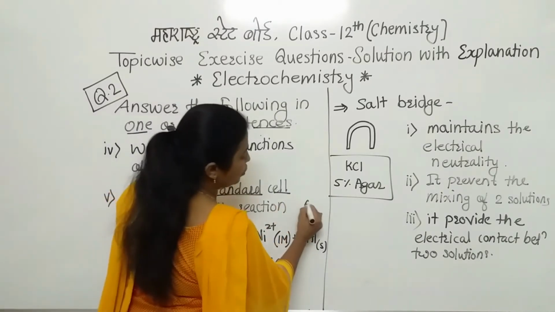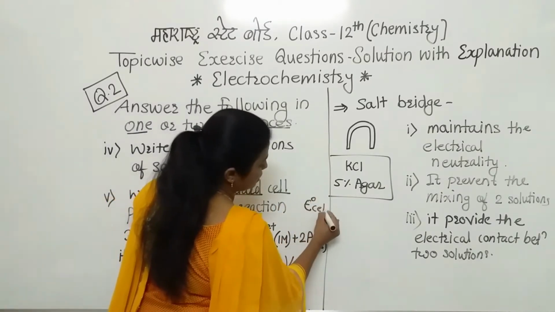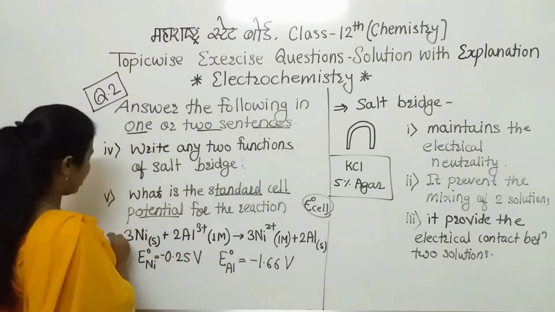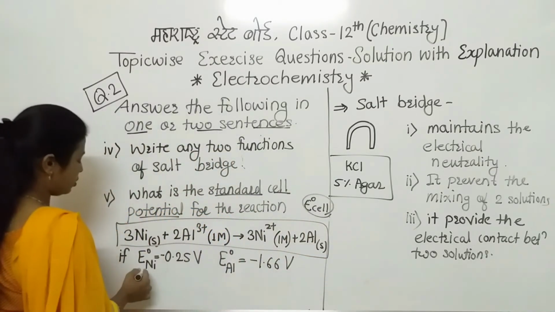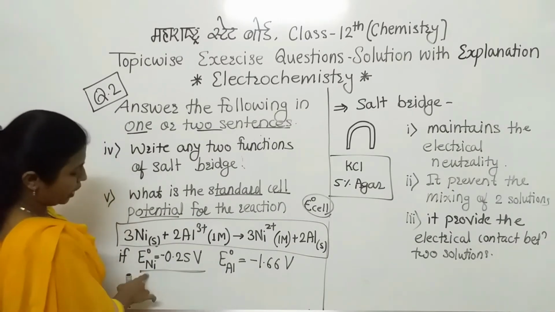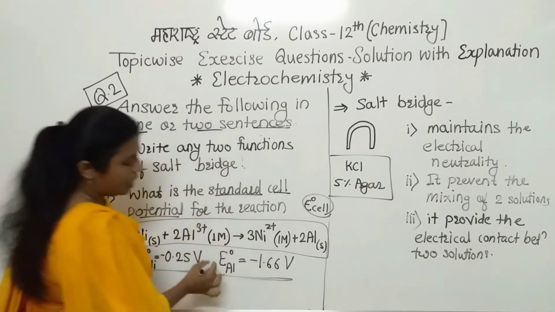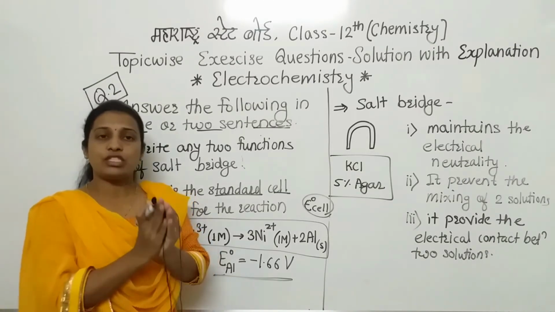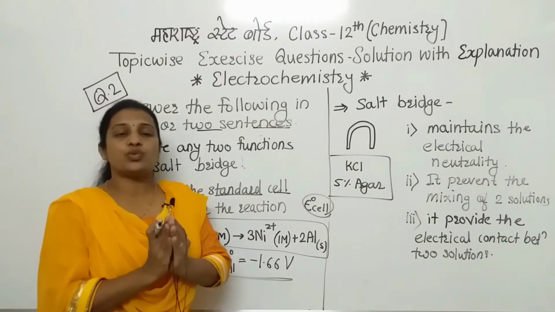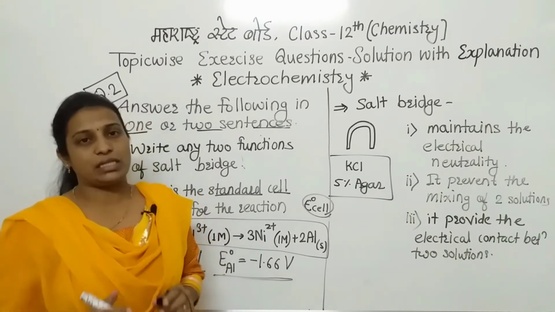Here we have to find out E naught cell. Okay, one thing is clear. Afterwards they have given a reaction. After that reaction, they have given E naught for one electrode and E naught for the other electrode. So here we firstly have to identify which formula we have to use, which one is the anode and which one is the cathode.